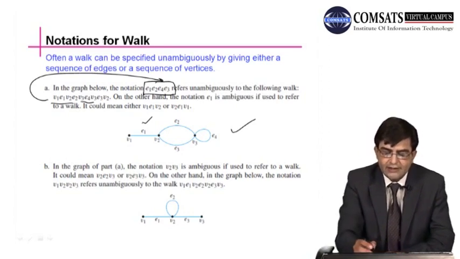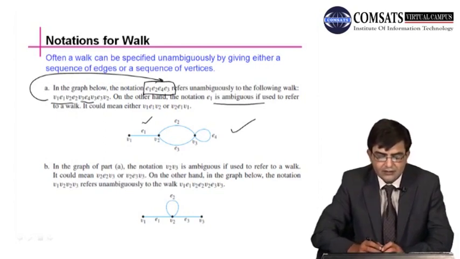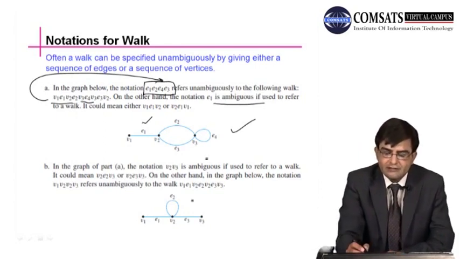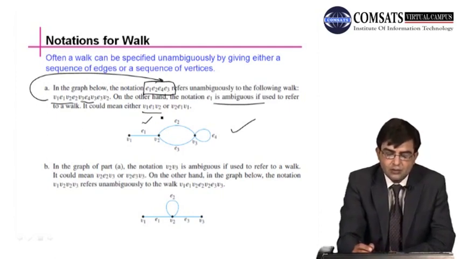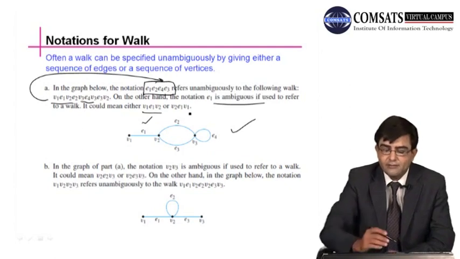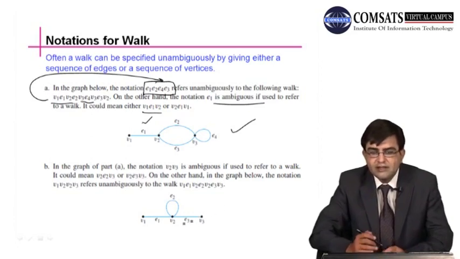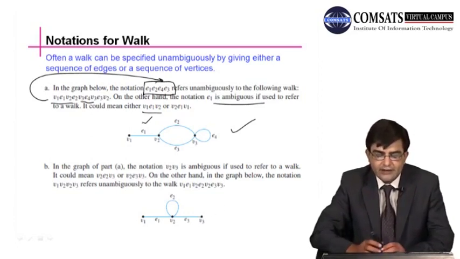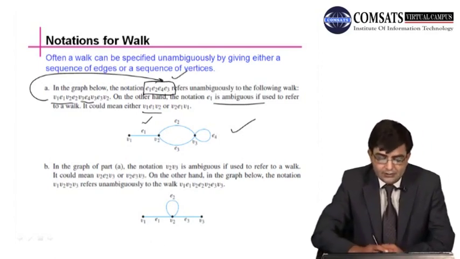On the other hand, the notation e1 is ambiguous if used to refer to a walk. If we write only e1, then it could create confusion, that is, this could mean v1, e1, v2 or v2, e1, v1. So if there is no confusion in the walks, then instead of writing an alternating sequence of vertices and edges, we can write simply the edges in the sequence. So this is another notation for walks.